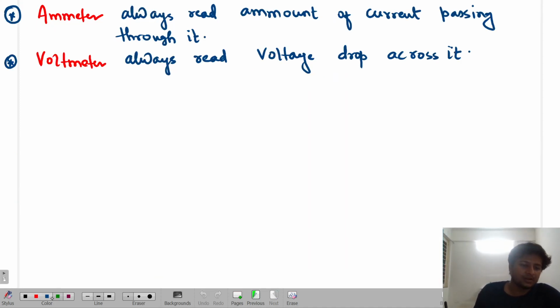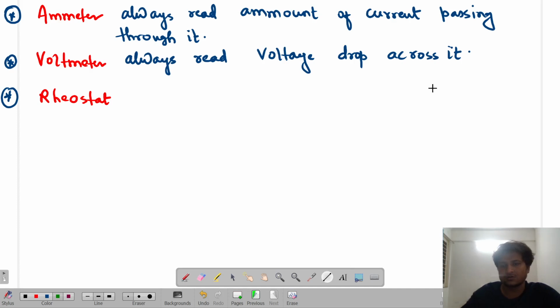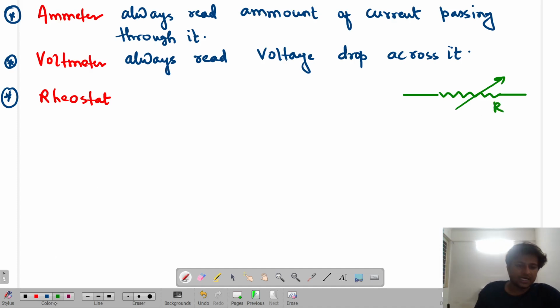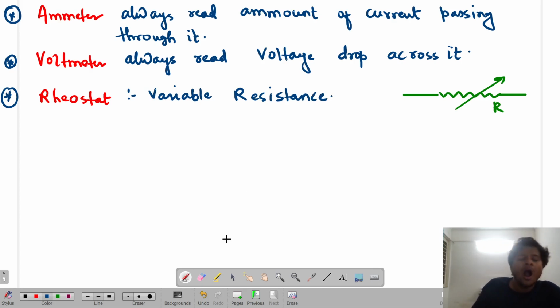The seventh one is a special kind of representation which we call a rheostat. In many circuits you will see this kind of representation, like in between wires there is a resistor, and they have an arrow on it. Right or not? So rheostat means what? Variable resistance. And for this case, they will mention which resistance they want to consider. Are you able to get me or not?